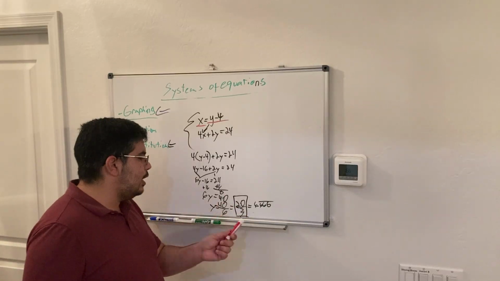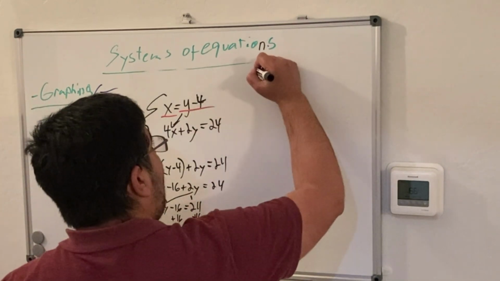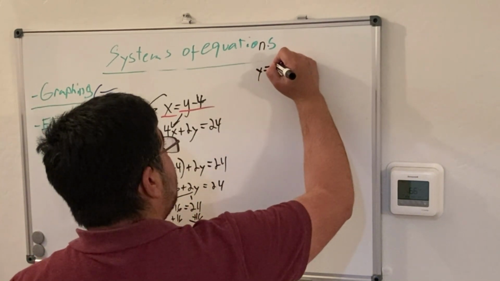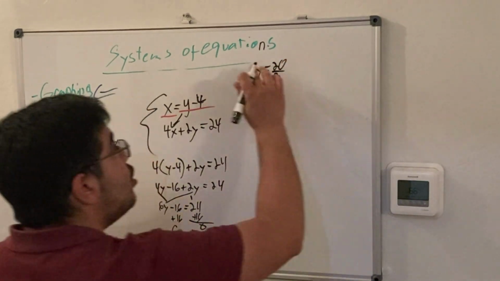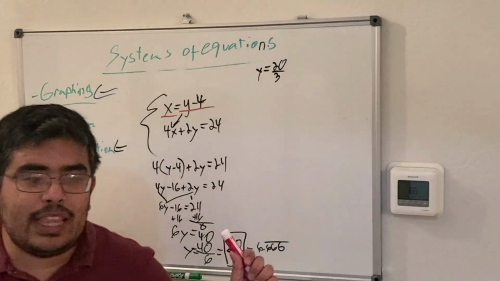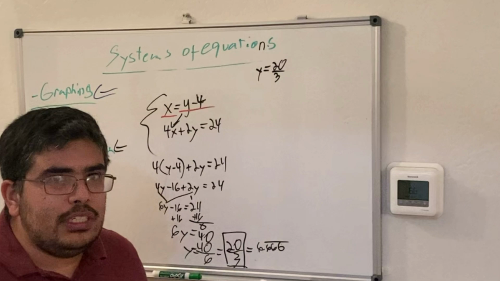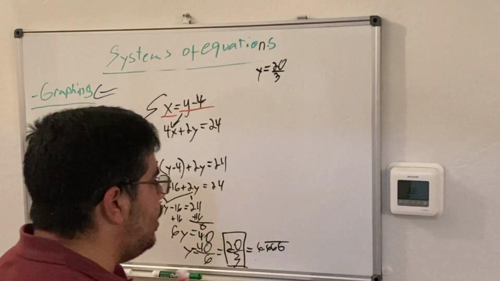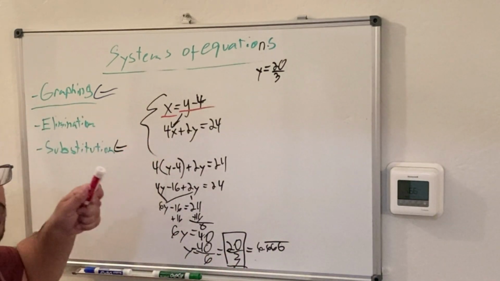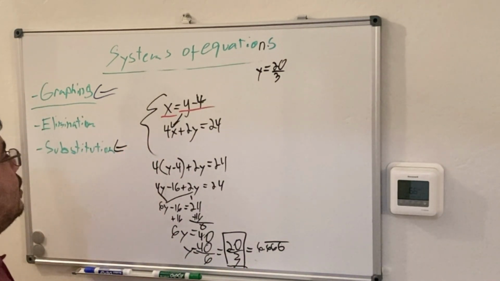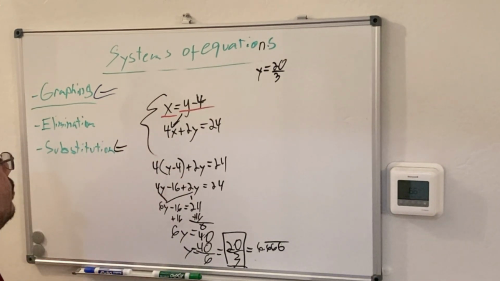So now we have y equals 20 over 3. You're not going to get that as an exact solution when you're graphing it. How are you going to see 20 over 3? How are you going to see a decimal point? There's no way. Anyways, that's the value of this algebraic way to solve systems of equations.